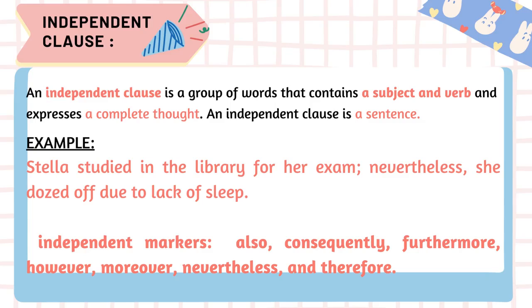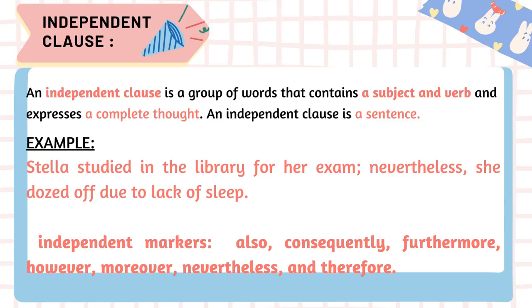So some examples of these transition markers are also, consequently, furthermore, moreover, nevertheless, and therefore. So in this case, you can replace the semicolon with a full stop. So this means an independent clause can be a simple sentence or a complete sentence because it can stand on its own.